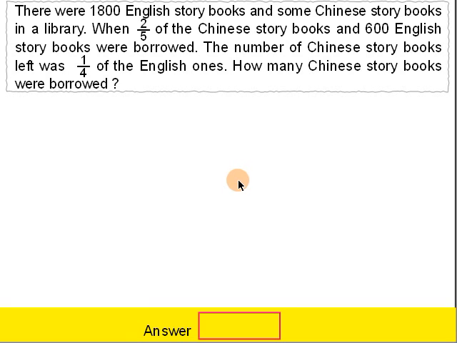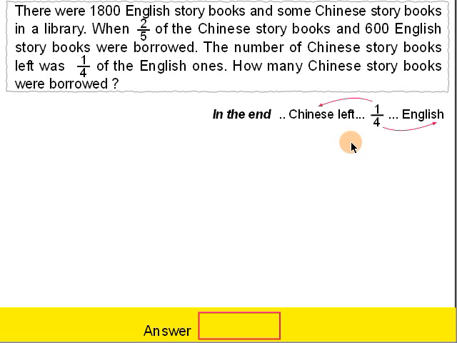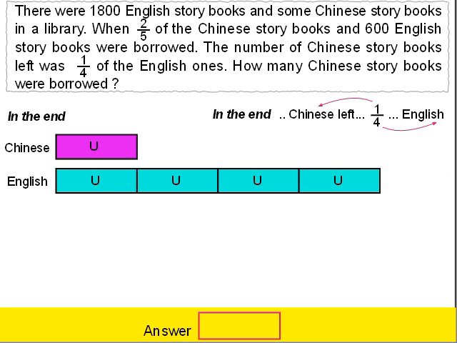First and foremost, looking at this statement here, in the end, the number of Chinese storybooks left was 1/4 of the English ones. That means to say in the end, the number of English storybooks left were 4 units, and for Chinese it was 1 unit. See that? So in the end, Chinese has 1 unit and English has 1, 2, 3, 4 units. So what happened at first?